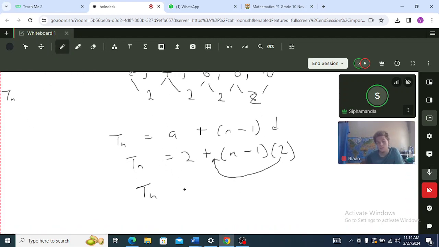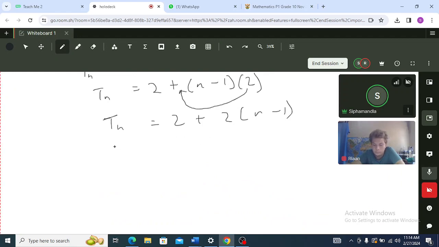So let's say Tn equal to 2 plus 2 into n minus 1. So you apply the BODMAS. So this is Tn equal to 2 plus 2 times n. That would give you 2n. 2 times minus 1 would give you minus 2. And then Tn equals 2 minus 2 plus 2n. 2 minus 2 is 0. So this is 2n. So this is the general equation for this.